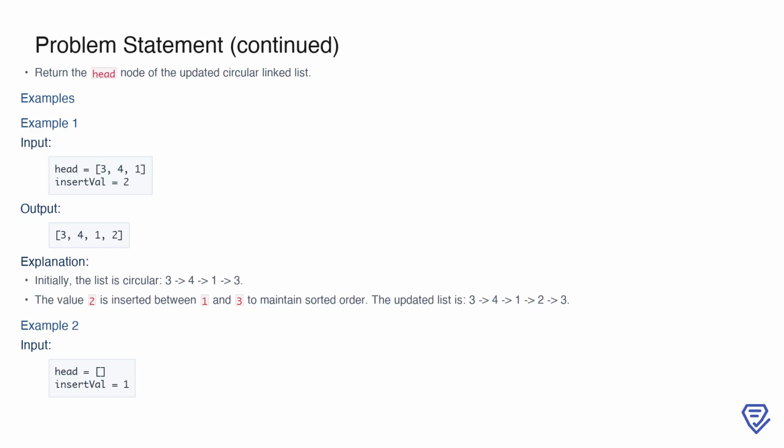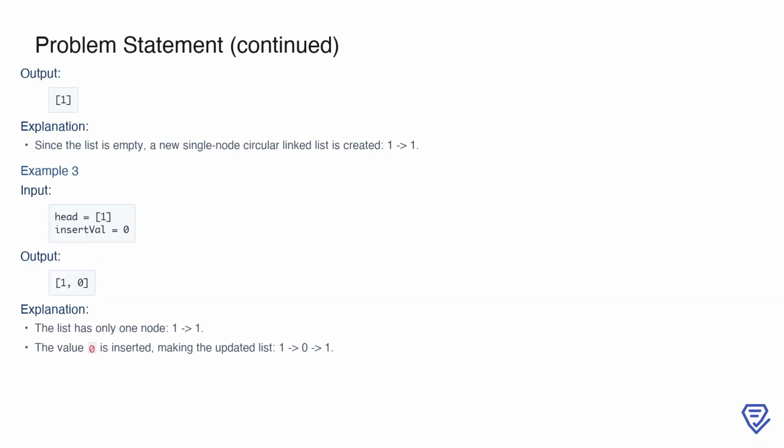circular structure. Another example illustrates the case where the list is empty, with an input head of null and insertVal 1. Here, since the list is initially empty, we create a new circular list with one node containing the value 1. This new list consists of a single node where the next pointer of the node points to itself, forming a circular structure. Let's now examine the case of a single node list.